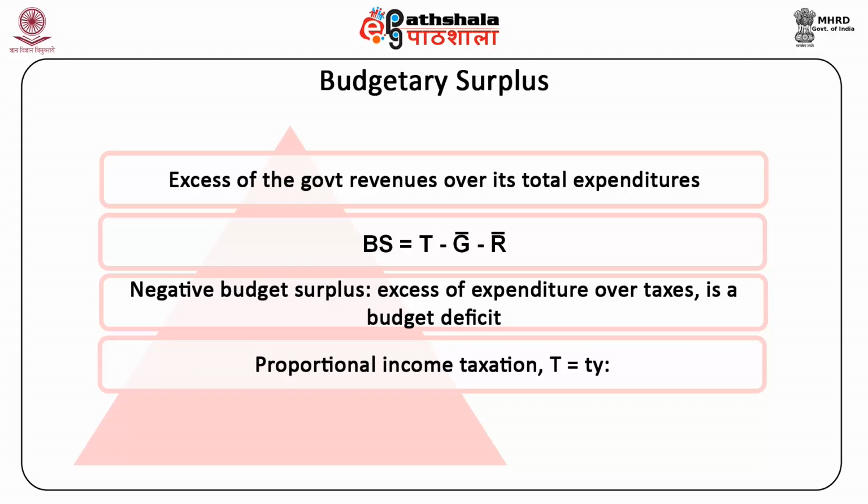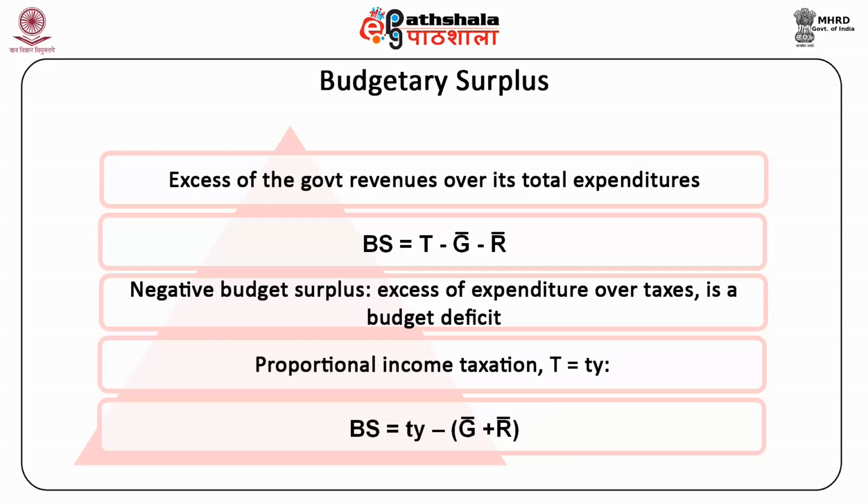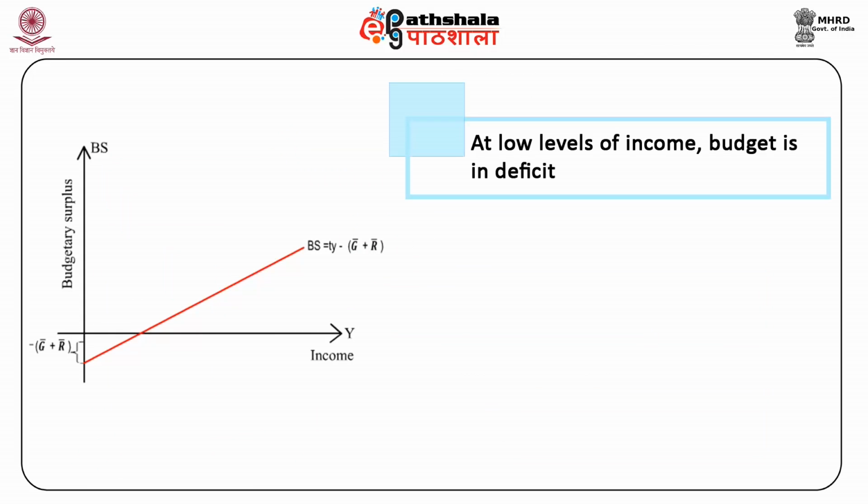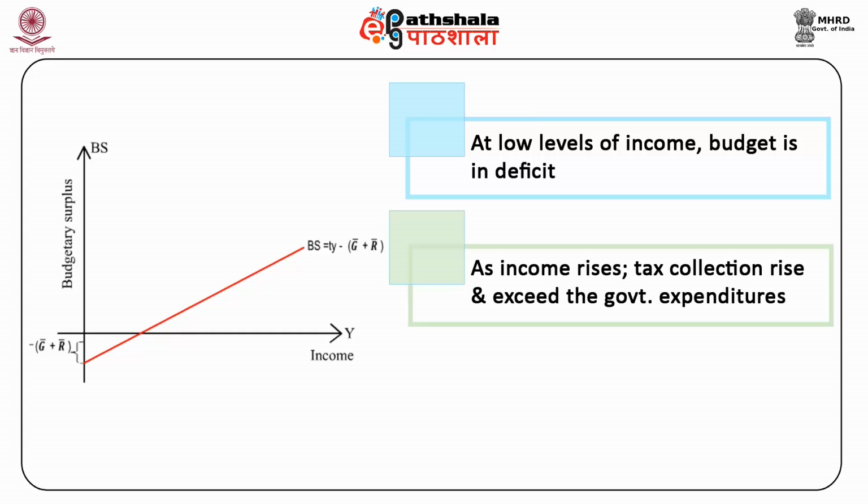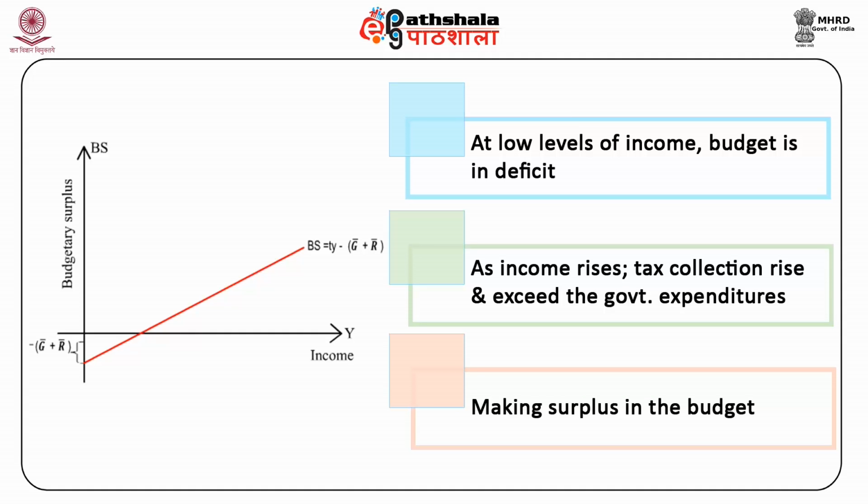Assuming proportional income taxation, that is, capital T is equal to t y, we can write equation 17 as BS is equal to t y minus G bar minus R bar. This is equation 18. Figure 3. At low levels of income, the budget is in deficit. As income rises, tax collections rise and exceed the government expenditures, making for a surplus in the budget.